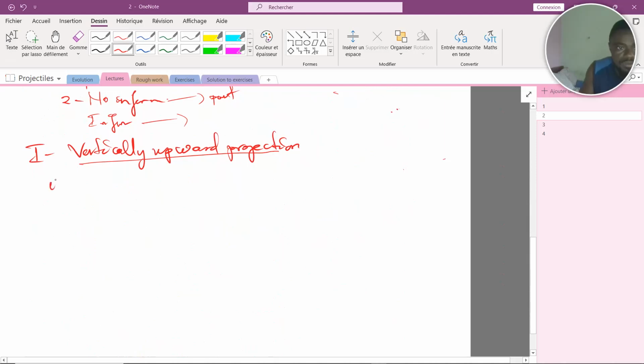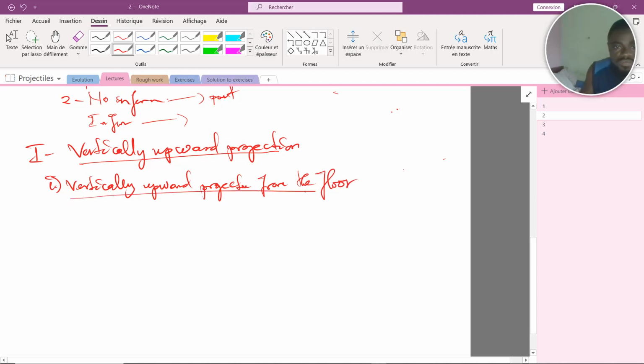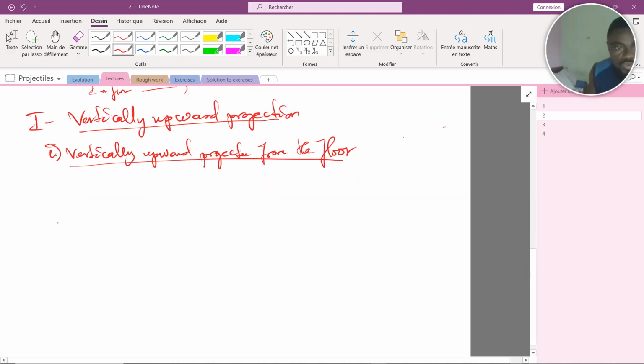The first type, vertically upward projection from the floor. Is that okay? So I'll draw my floor. This is my floor. Let me draw a vertical axis like this. The particle is being projected like this. Is that okay?